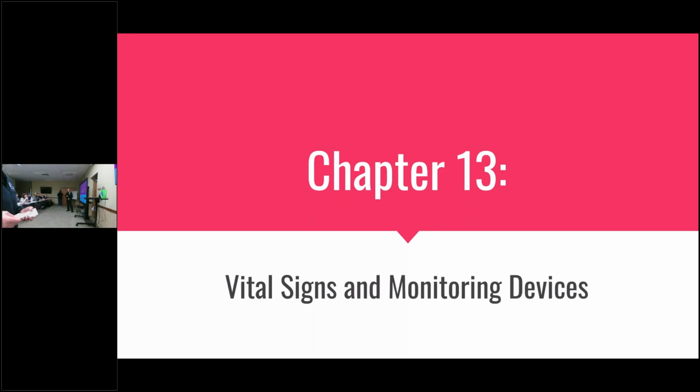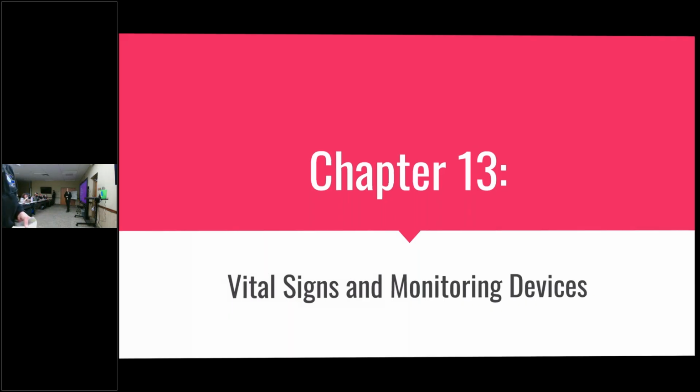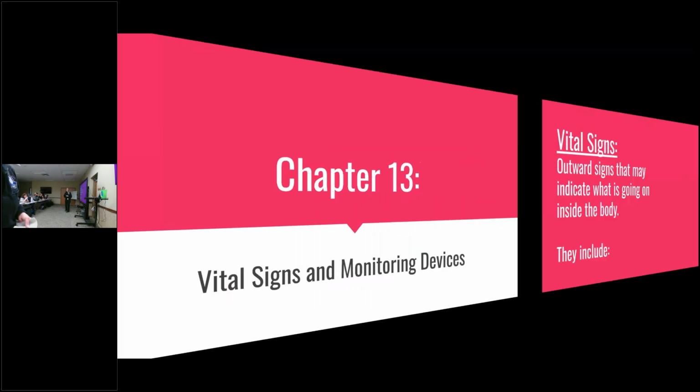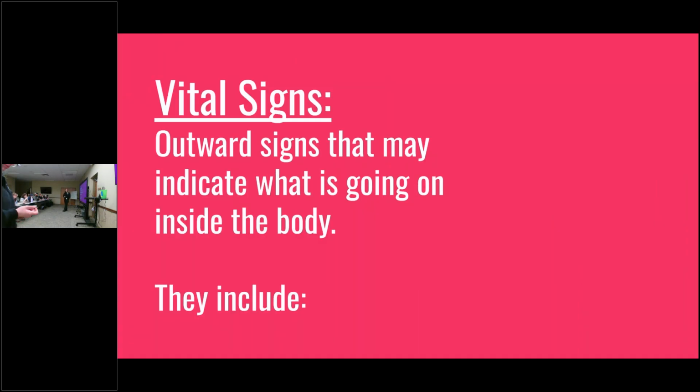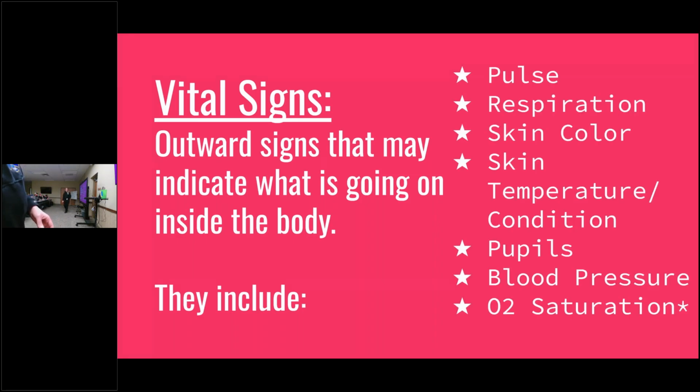So we're going to start with chapter 13 today. That's vital signs and monitoring devices. So vital signs are the outward signs that may indicate what's going on inside the body. What are some of our vital signs? Blood pressure, pulse, respirations, skin color. Okay, gotcha. So pulse, respiration, skin color, skin temperature and condition. Pupils are another one that are often overlooked. Blood pressure, and then O2 saturation.